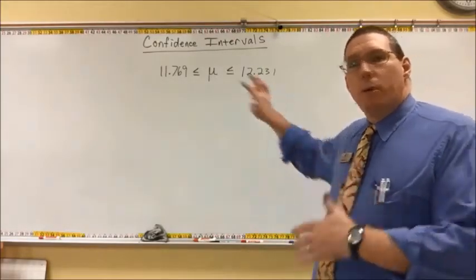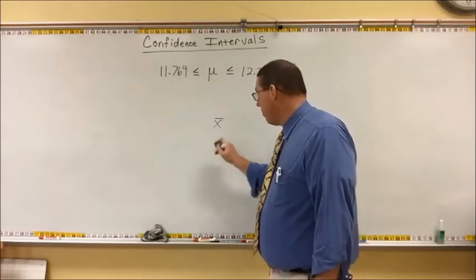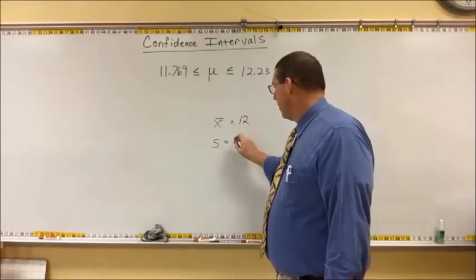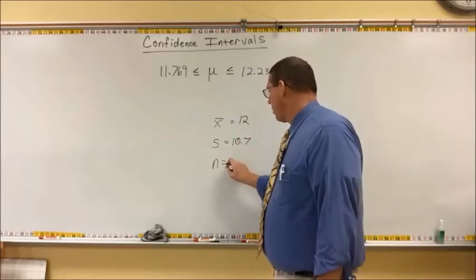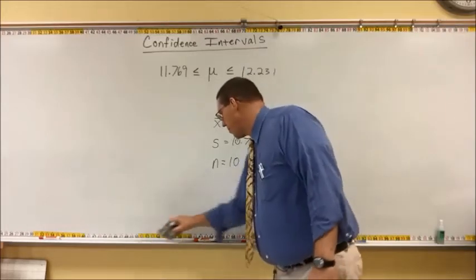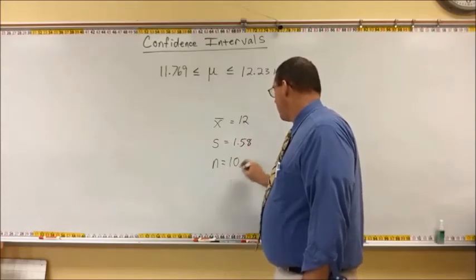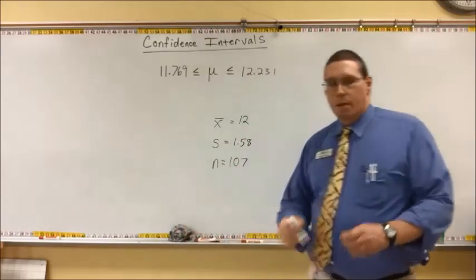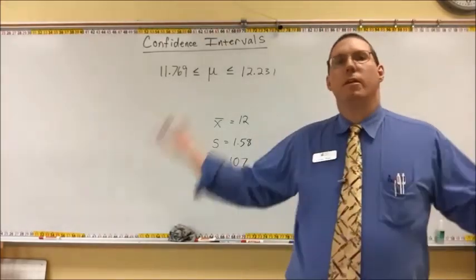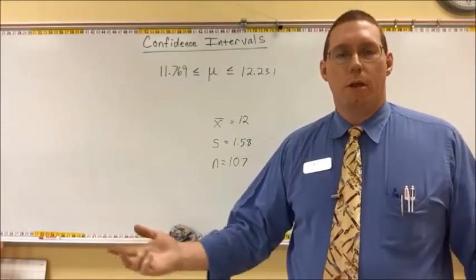Remember, we came up with this confidence interval based on an X bar, a sample mean, and a sample standard deviation, right? 12, standard deviation I think was 10.7, and a sample size of, no, it wasn't 10.7. Sorry, standard deviation was 1.58, and the sample size was 107. That was it. Okay. Now, this is just one sample of billions of samples or trillions of samples. Okay, it could be a Google samples.